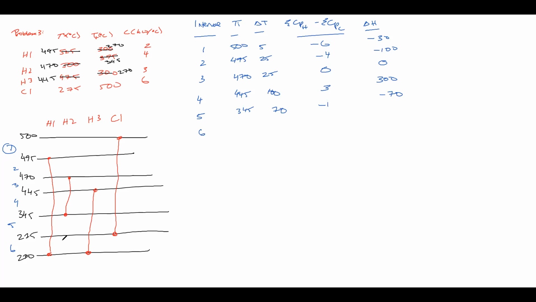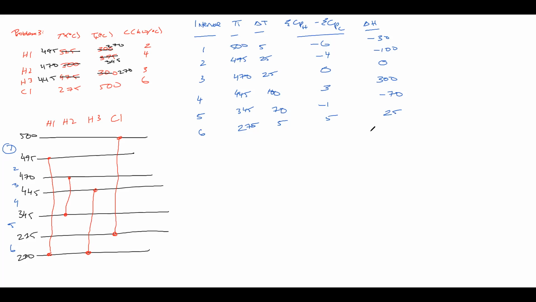And then finally 6 here. My initial temperature is 275. My delta T is 5. Summation of Cp hot minus Cp cold: I only have two hot streams, H1 and H3. So this is equal to 5. And 5 multiplied by 5 is 25.